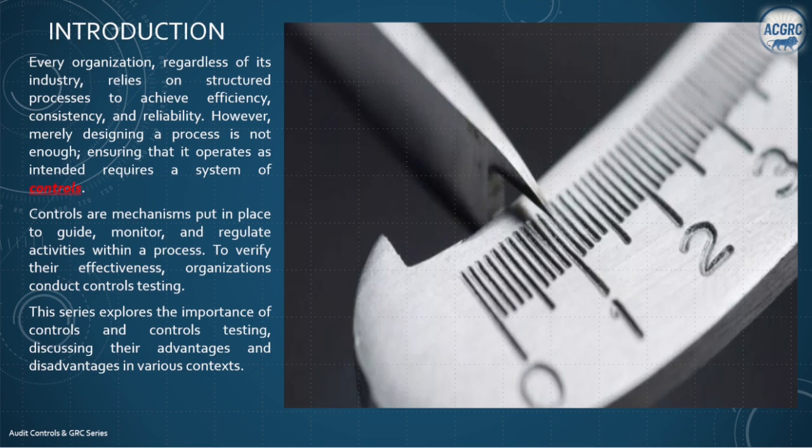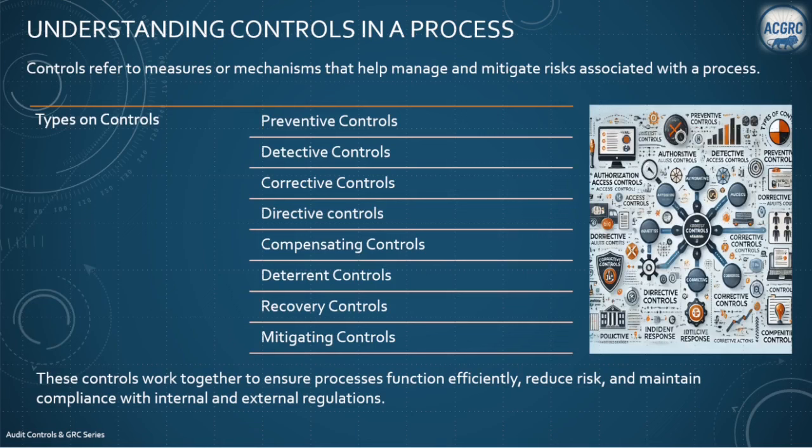This series explores the importance of controls and control testing, discussing their advantages and disadvantages in various contexts. We'll also look at the various types of controls, or general controls, that we require in operation as part of the design. We'll go through them in detail. Let's understand controls in a process. Controls refer to measures or mechanisms that help manage and mitigate risk associated with the process.